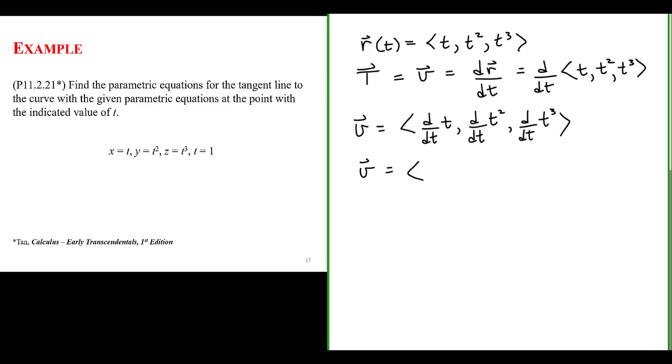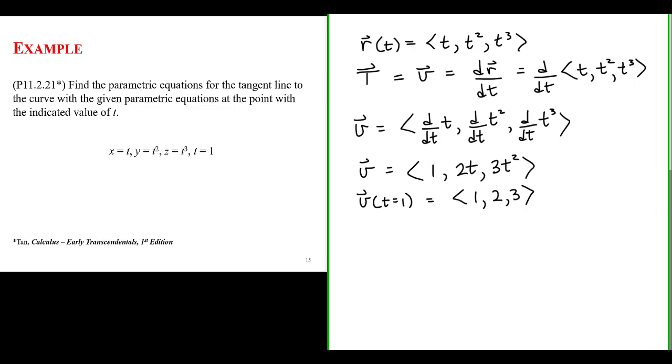Our velocity vector ends up being 1 for the x component, 2t for the y component, and 3t squared for the z component. Evaluated at the point t equals 1 results in our velocity vector having components of 1, 2, and 3. This velocity vector is a tangent vector, tangent to our curve at the point t equals 1.